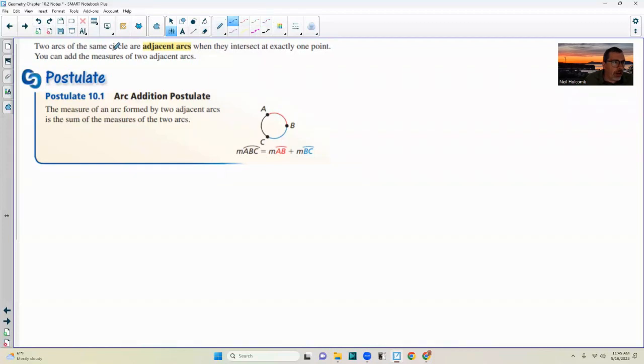Okay, so now we have two arcs of the same circle are adjacent arcs when they intersect at exactly one point. You can add the measures of the two adjacent arcs. So in this example, we have the measure of arc ABC equals the measure of arc AB, which is the red arc. And notice the other arc starts at that same location. So they intersect at exactly one point, and that's point B. So arc AB plus arc BC equals arc ABC. Simple enough, right? It's kind of like the segment theorem, where the sum of its parts equals the total. Same with here. Okay, so let's take a look at that in some exercises.